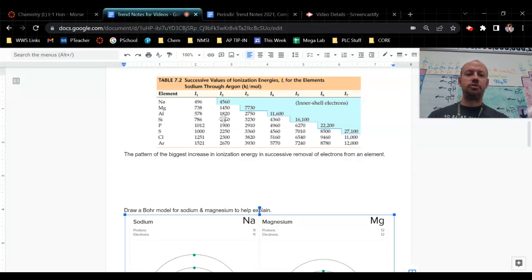Silicon has 1, 2, 3, 4 valence electrons. They get harder and harder and harder, but it's the fifth one, the first one that isn't valence, where we move to a level that's closer. We have less shielding, we have more Zeff, we have much more attraction, and we have a big jump in ionization energy. So that's the key of what we're looking at here is when we go to the electron at a lower level, not a lower sublevel, or when we've removed all of our valence electrons, that we have that significantly harder electron to remove.